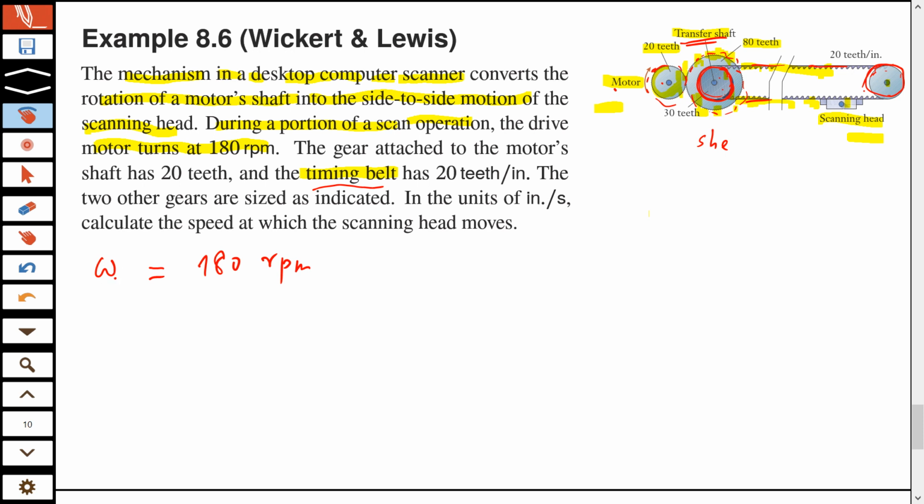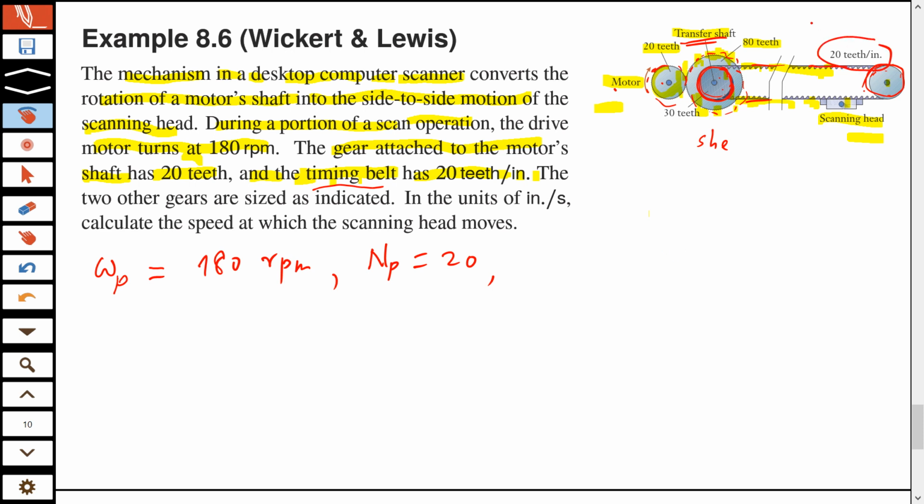And because of this, you can say omega of the motor, but you can also say omega of the pinion gear, because this is your pinion gear that is connected to the motor. And you also know that for that pinion gear, you have NP equals 20. Now, the gear attached to the motor's shaft has 20 teeth. So that we already did, the pinion gear. And the timing belt has 20 teeth per inch. ये लिखा हुआ है इधर, 20 teeth per inch.